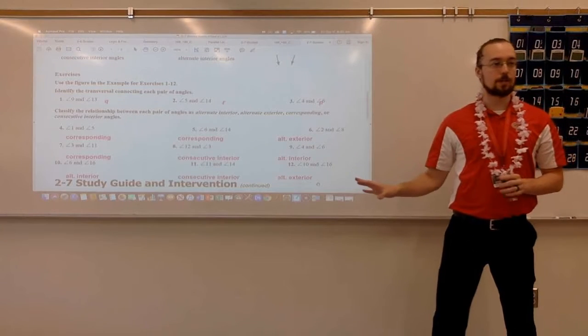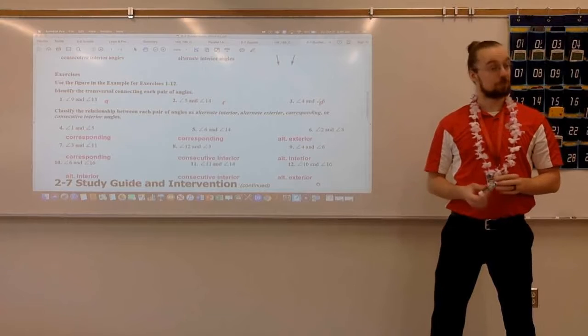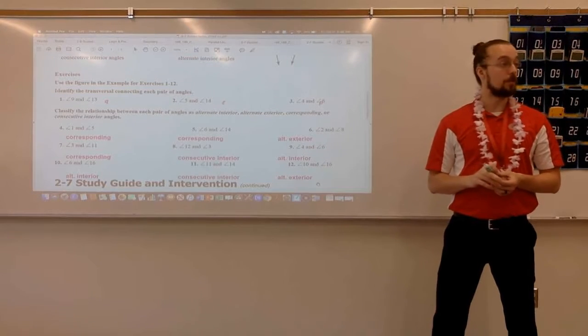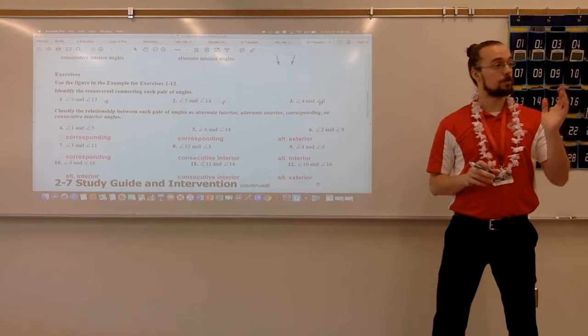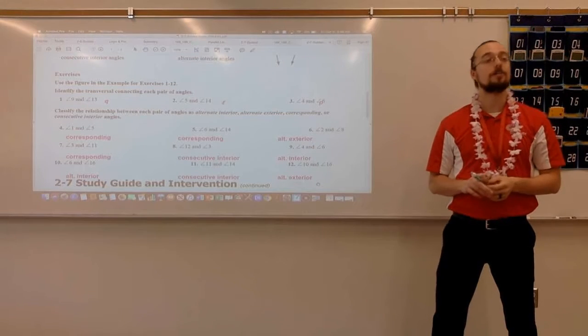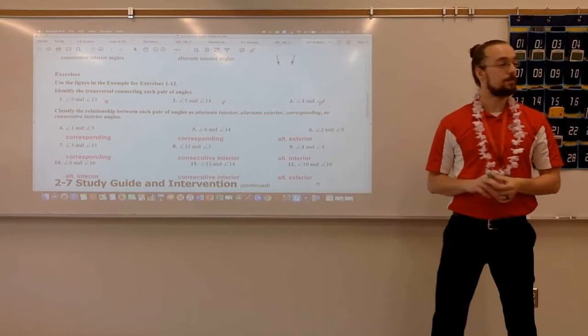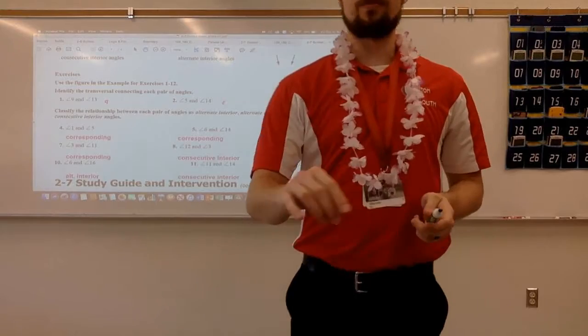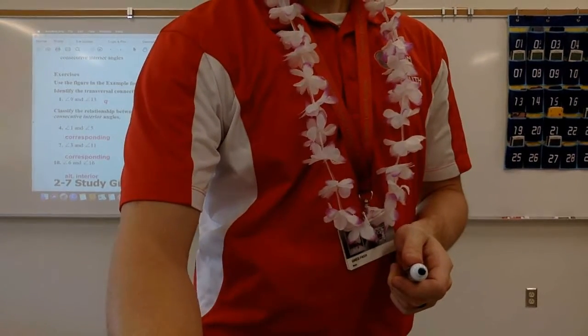Which of these do we want to take a closer look at? None, I got everyone. Good job. Number 9? Sure. So number 9 is angles 4 and 6.